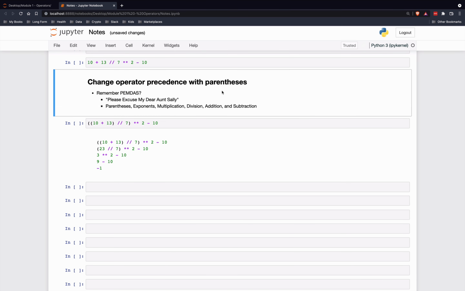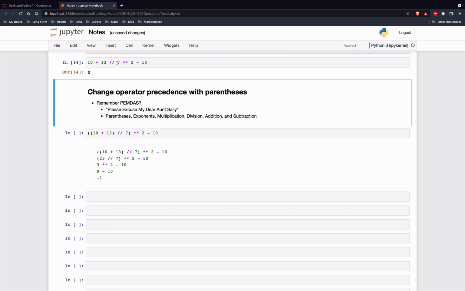In Python, we have this operator precedence, which you learned about in the previous videos. So let's take a look at this same expression that we looked at before. And let's go ahead and execute it again. We used operator precedence to evaluate it. And we saw that exponentiation happened first, followed by floor division, and then addition and subtraction went left to right.